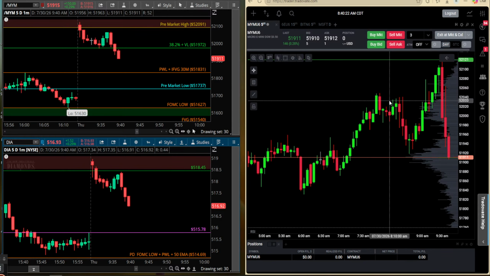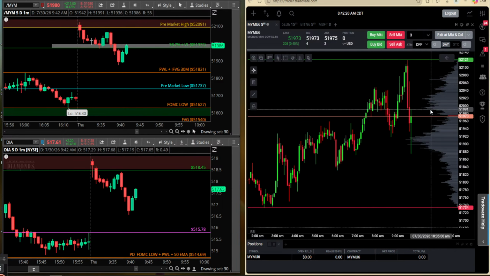Okay, see, we are actually okay. It's not a good confirmation for long. It's not a good confirmation for short yet. On the 1 minute time frame there is an imbalance, but I need it on the 5 minute.